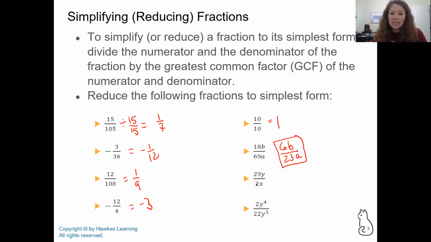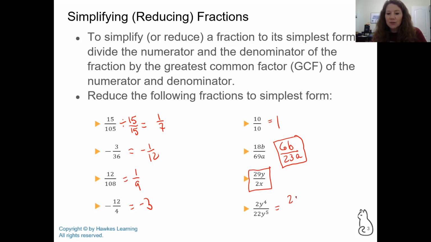All right, 29 is not divisible by 2. Y and X don't cancel, so this is simplified. If I divide 29 by 2, I get 14.5, but that's not a fraction, so we're going to leave it in this form. All right, so let's write this all out.